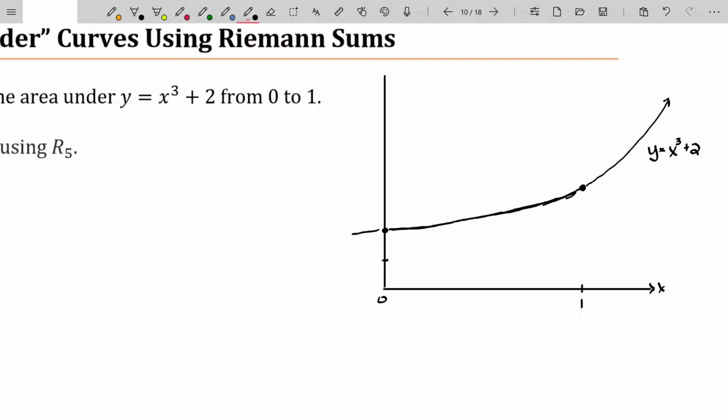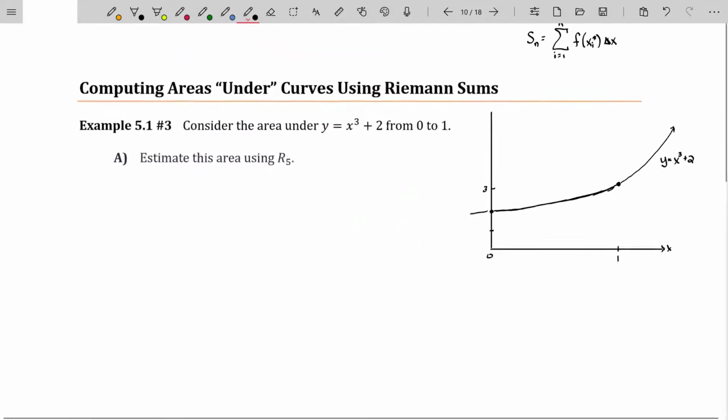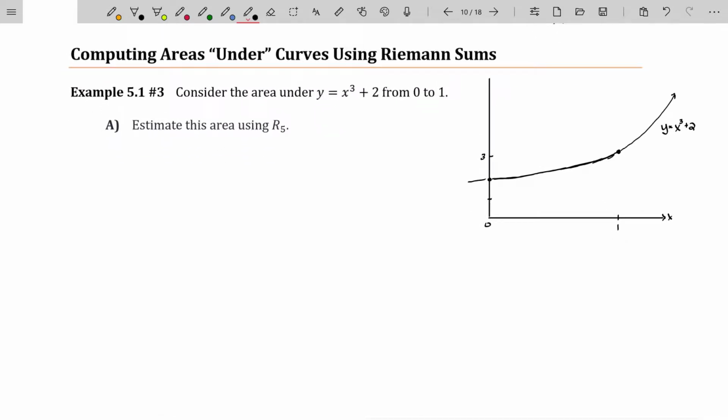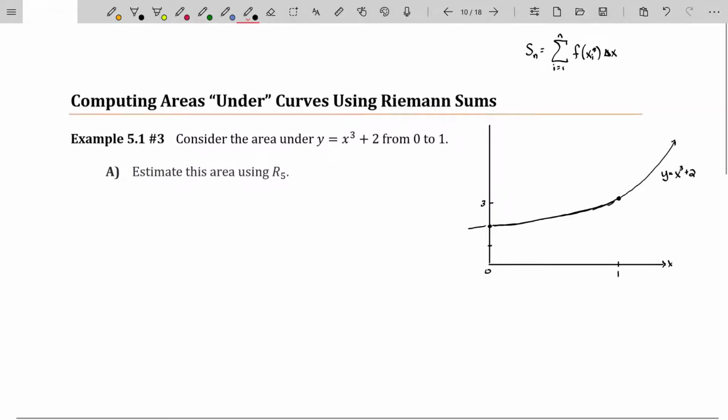When x is 0, y is 2. When x is 1, y is 3. So that kind of works out, right? So this is a height of 3, roughly right about there. All right, so let's see what we're being asked to do. Estimate the area underneath this curve using R sub 5. That means we're going to be using right endpoints and we're going to do 5 slices.